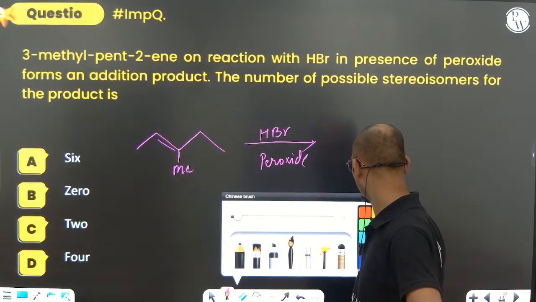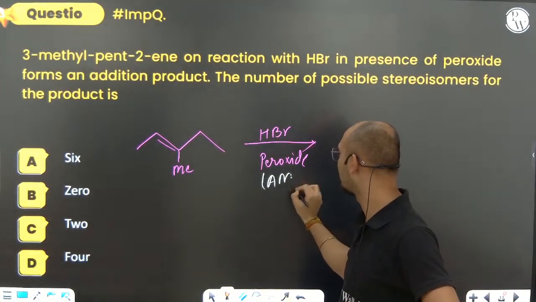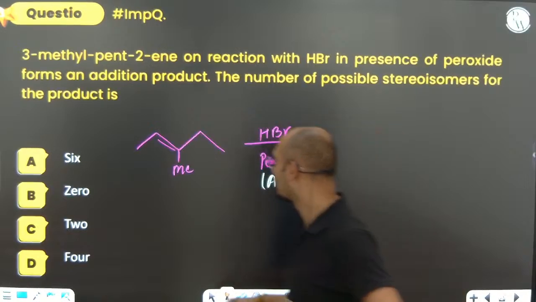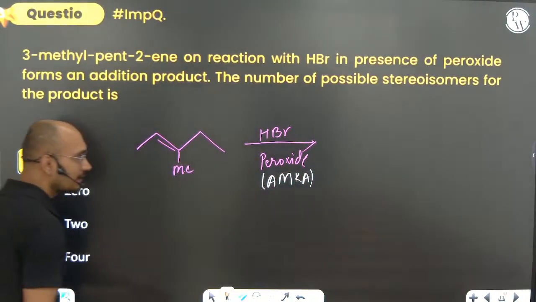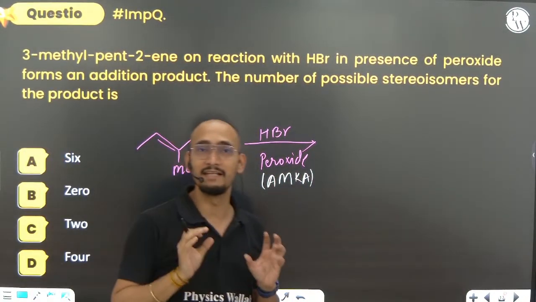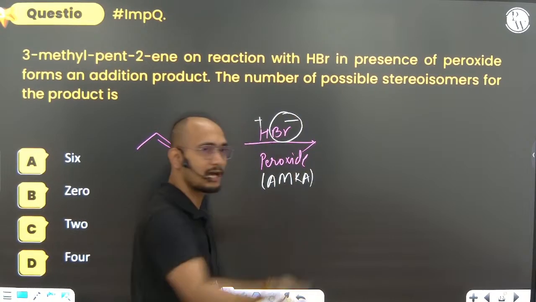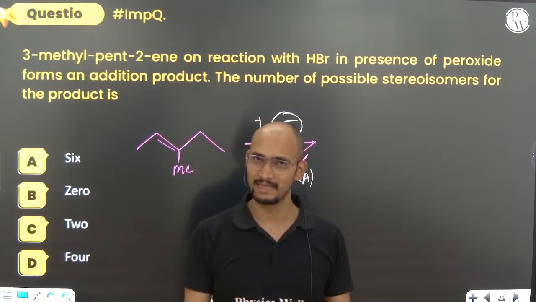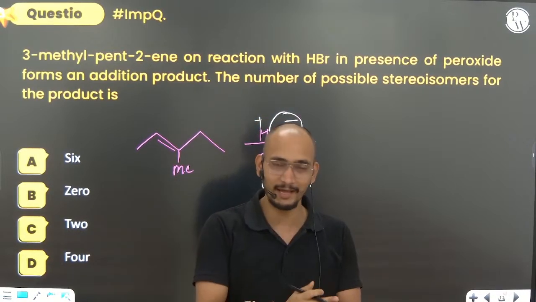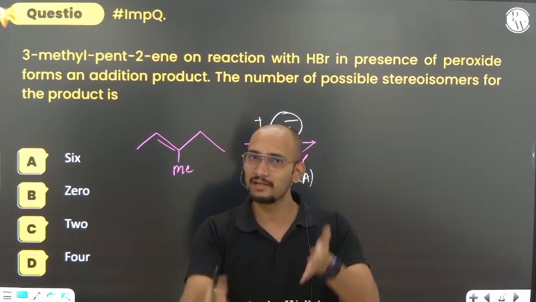यहाँ पे anti-Markovnikov addition होने वाला है. What will happen? Anti-Markovnikov addition. If anti-Markovnikov addition is there, so what is the rule? That the negative part of the addendum, that is here Br minus, will go to that carbon where there is more number of hydrogen. While for Markovnikov it will go to that carbon where there is less number of hydrogen.